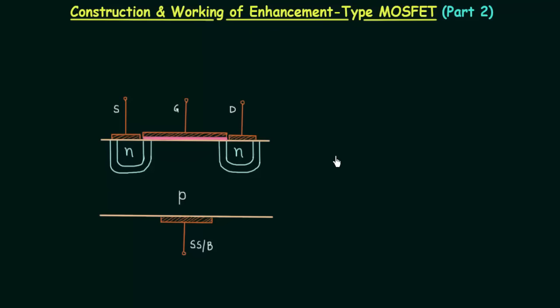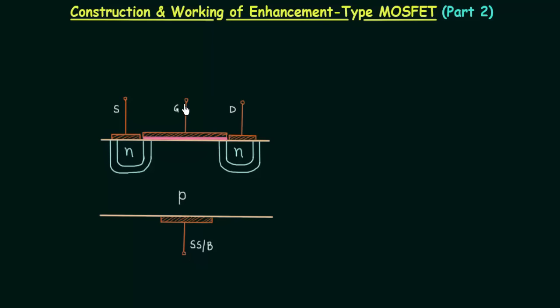MOSFET. You can see N-channel enhancement type MOSFET on your screen. In case of N-channel enhancement type MOSFET, the body or substrate is of P-type and the two wells are of N-type. Metal contacts are there on both the N wells, and out of the two terminals, one terminal will act as source and the other terminal will act as drain. The body terminal is also taken out.